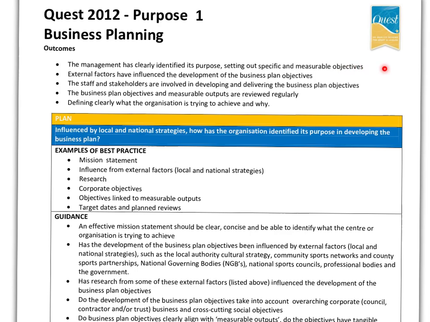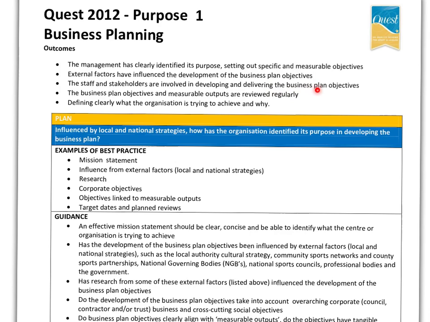There are some questions that we can't answer based on this document. So for example, we won't know if external factors have influenced the development of the business plan, or whether staff and stakeholders have been involved, because we have no access to the senior management team as part of this review. So this is purely producing a review on the document available to us utilising industry best practice.